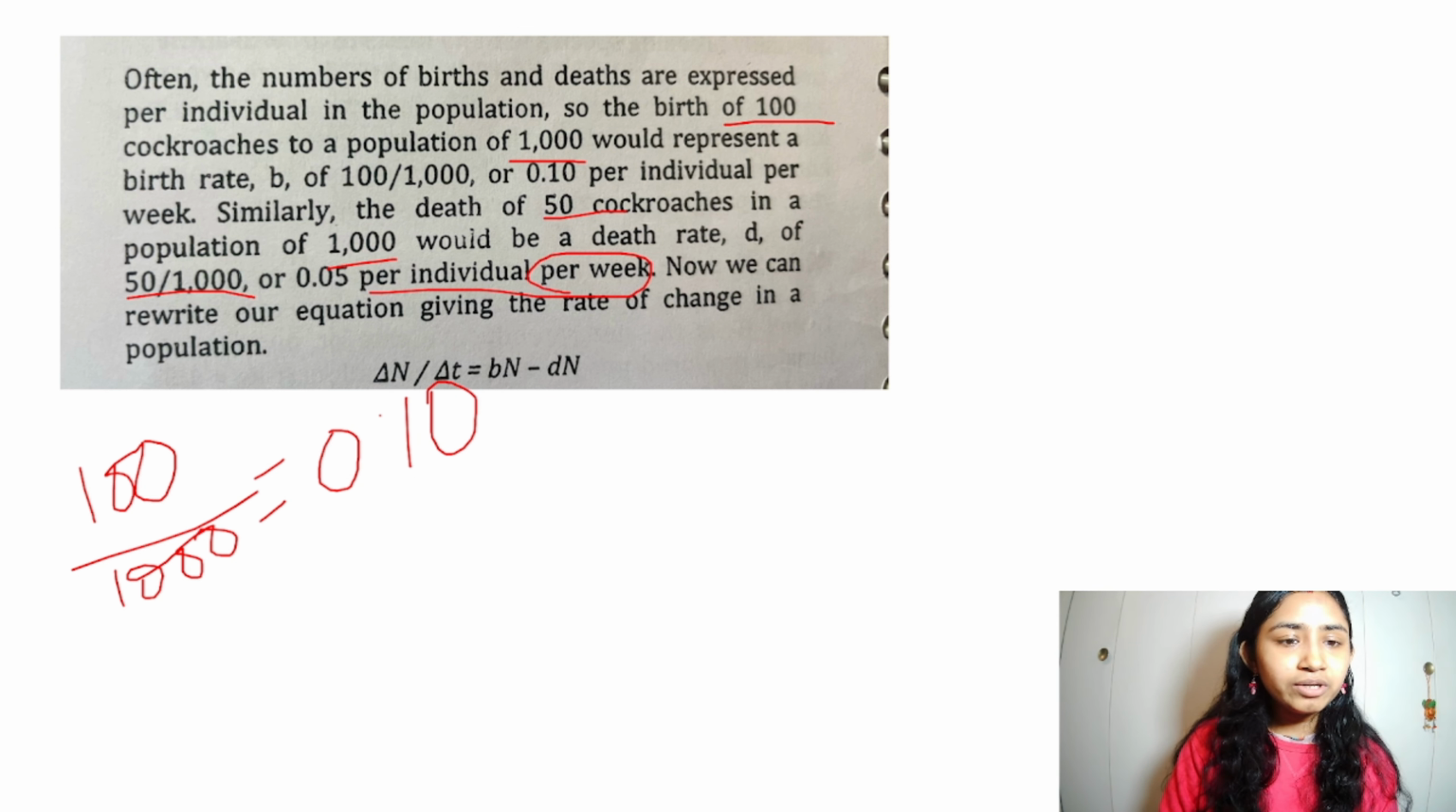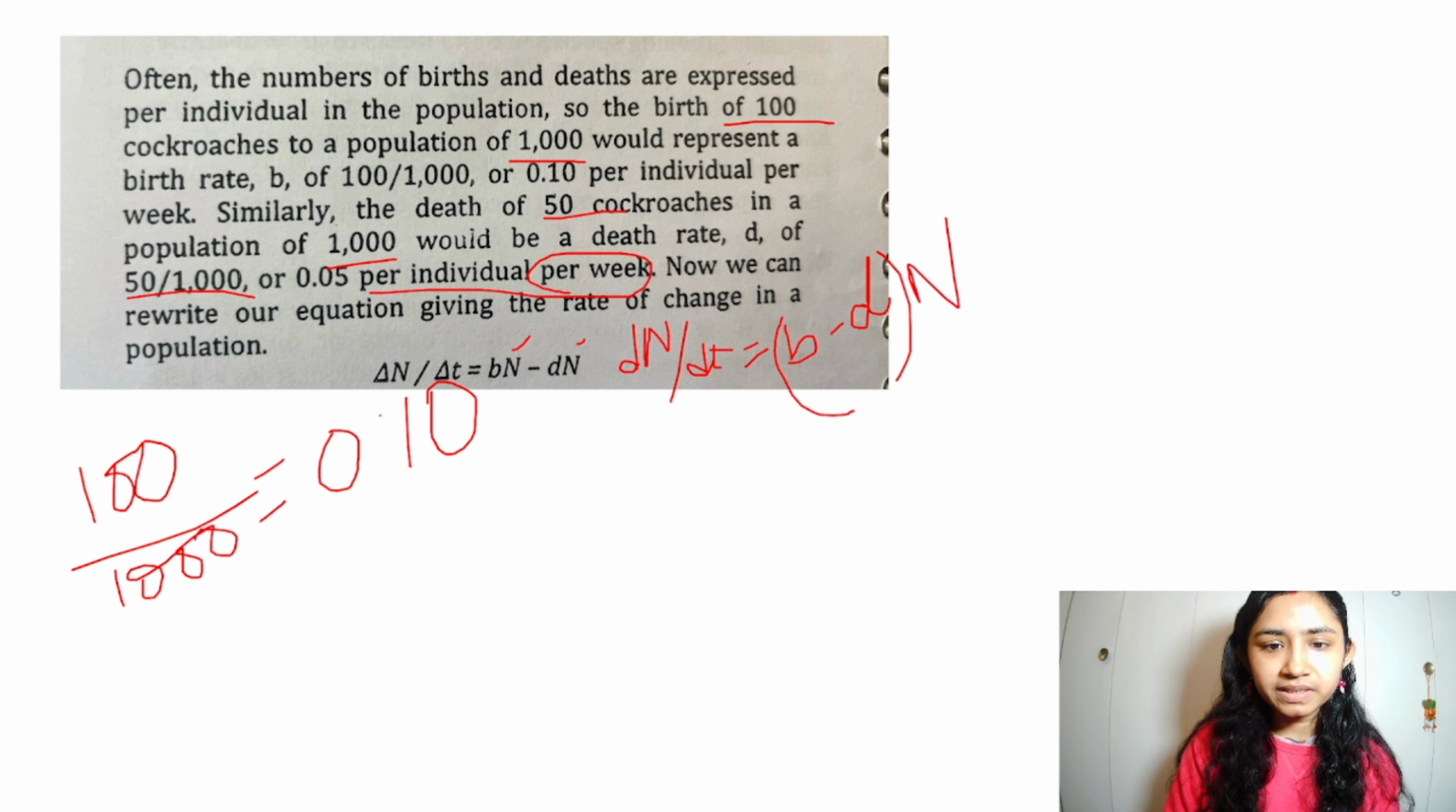So now we can rewrite the equation giving the rate of change in the population. So delta N by delta t is equal to BN minus DN. We can write it simply by replacing delta N delta t with dN dt, which means the same. dN dt is equal to B minus D, and here N is taken as common.